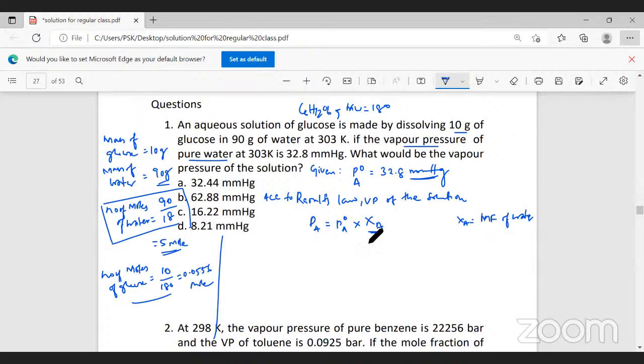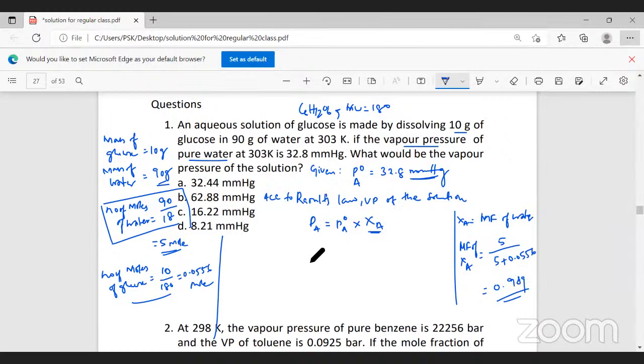Because we want XA, and XA is nothing but the mole fraction of water. How do you calculate it? Mole fraction of water, XA, will be the number of moles of water, 5, divided by the total number of moles. The total number of moles is water, 5 moles, plus glucose, 0.0556. On simplification, the mole fraction of water is 0.989.